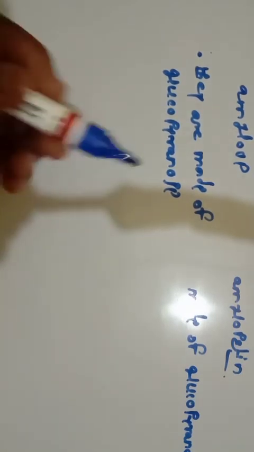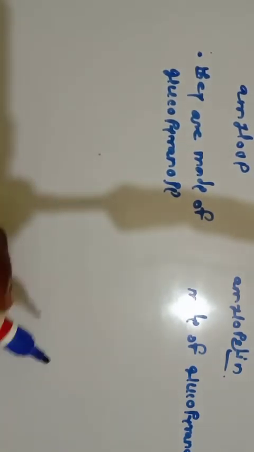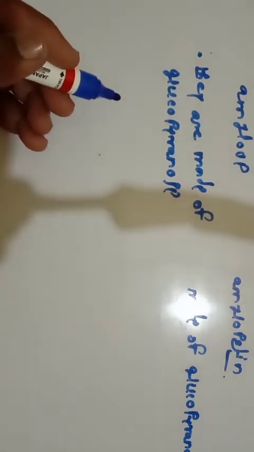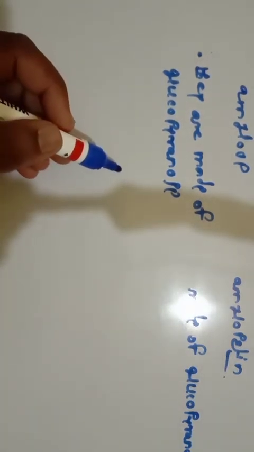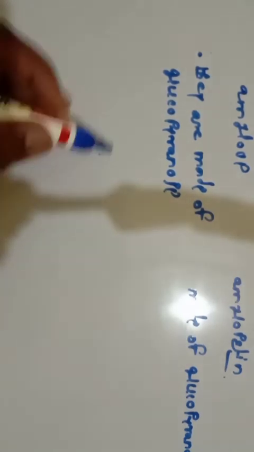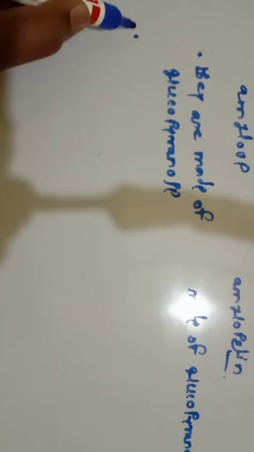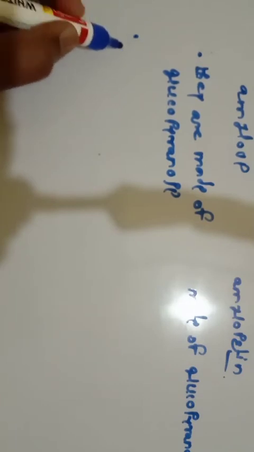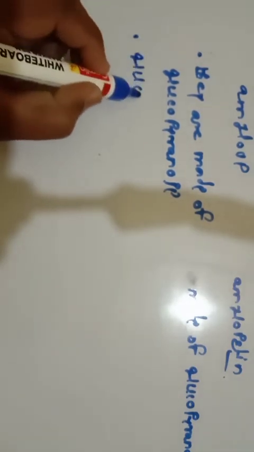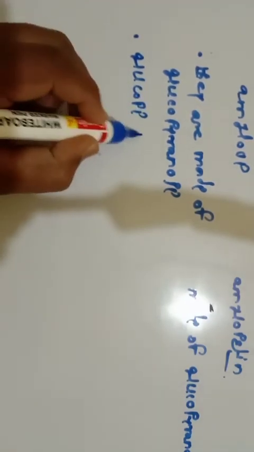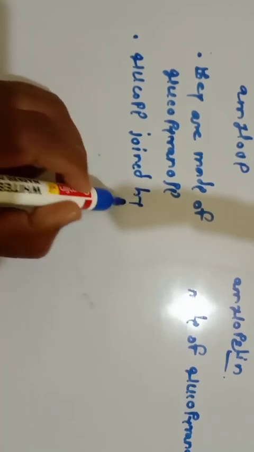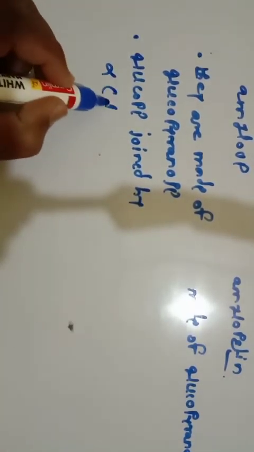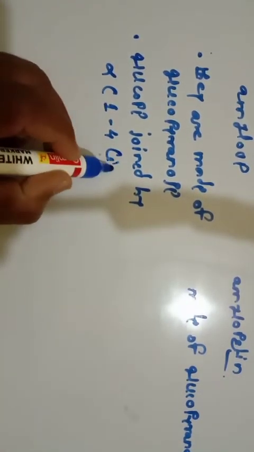They form the amylose and amylopectin. So the basic unit is the same in both cases, that is your glucopyranose. Okay, and the glucose units are joined by alpha 1,4 linkage. So in this case, we see this amylose, the glucose, it is joined by alpha 1,4 linkage.